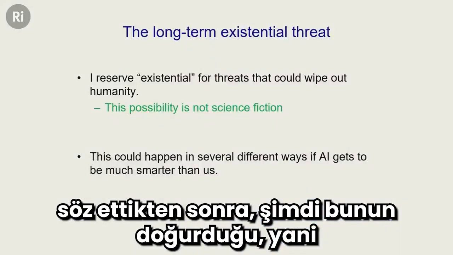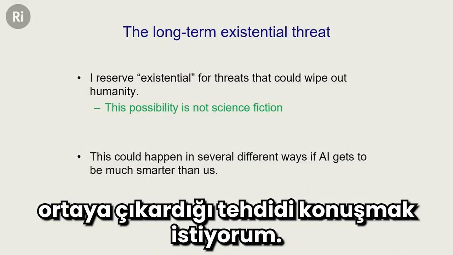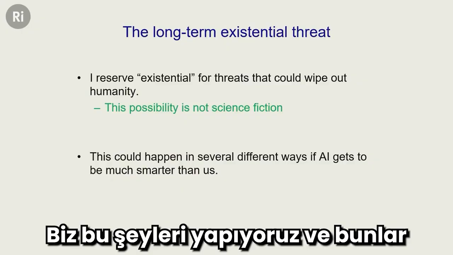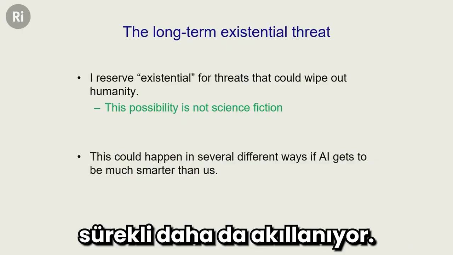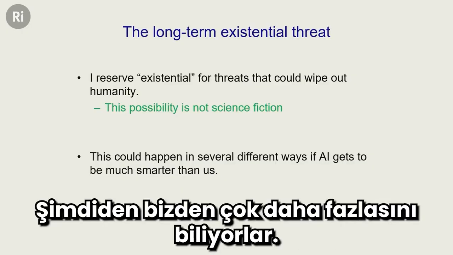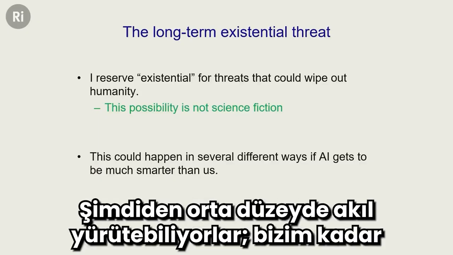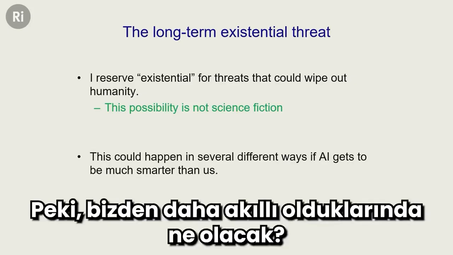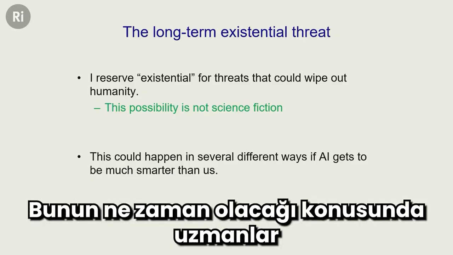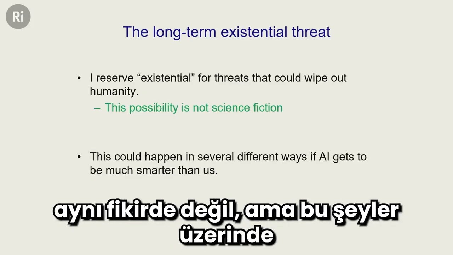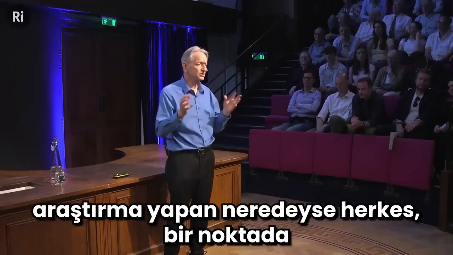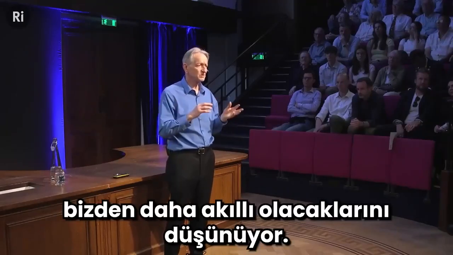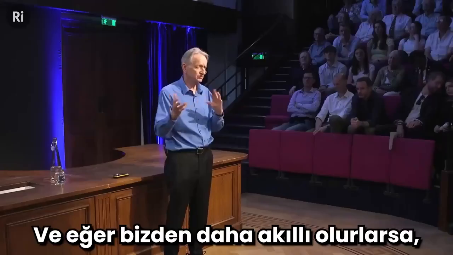Okay. So having talked about how similar we are to these large language models, I want to talk about a threat that raises. We're making these things, they're getting smarter all the time, they already know much more than us, they can already reason moderately well, not as well as us, but better than a 4-year-old. What's going to happen when they get smarter than us? Because they are going to get smarter than us. Experts disagree on when that will happen, but almost everybody thinks they will get smarter than us, everybody who does research on these things.